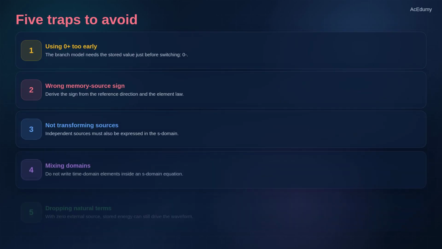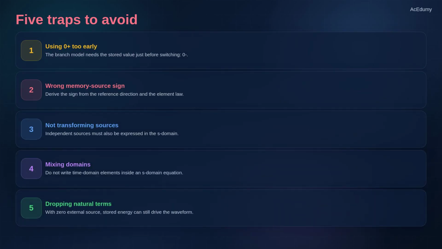Watch for 5 traps. Do not use 0 plus when the element model needs 0 minus. Do not give the memory source the wrong sign. Do not forget that independent sources also transform into the S-domain. Do not mix time domain elements with S-domain equations. And do not drop natural terms just because the external source is 0. Stored energy can be the source.